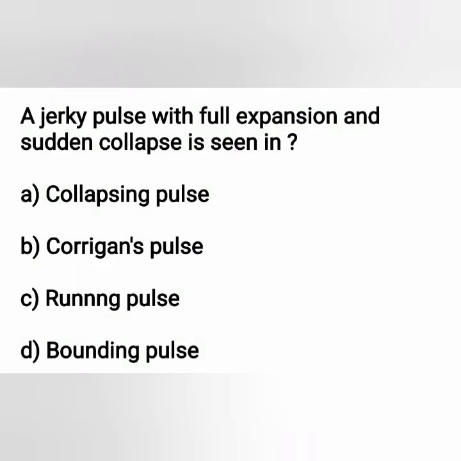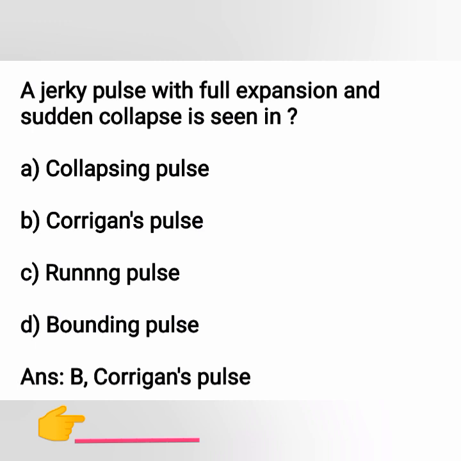Move on to the next question. A jerky pulse with full expansion and sudden collapse is seen in which option? Option A, collapsing pulse. Option B, Corrigan's pulse. Option C, running pulse. Option D, bounding pulse. Here the question: full expansion and sudden collapse. Sudden collapse is seen in case of Corrigan's pulse. Option B is the correct answer.